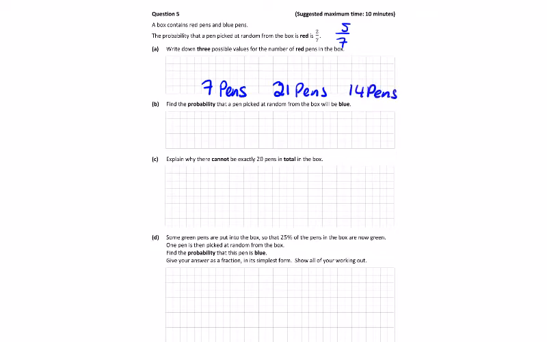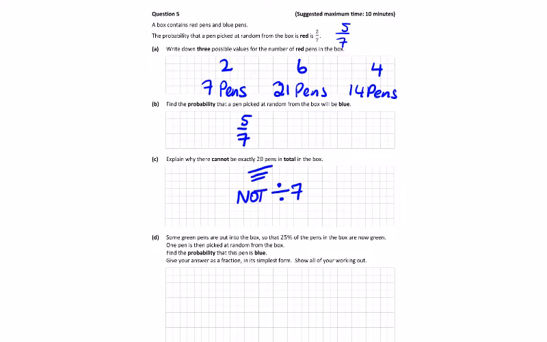So if there's 7 pens in the box, 2 of them are red. If there's 14 pens, 4 of them are red. If there's 21 pens, 6 of them are red. Find the probability that a pen picked will be blue. We've done that already. We identified immediately 5 over 7. Why can't there be 20 pens in the box? Well, it's not divisible by 7. Just write not divisible by 7.